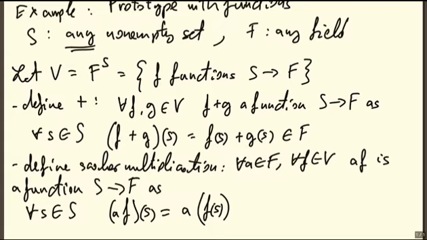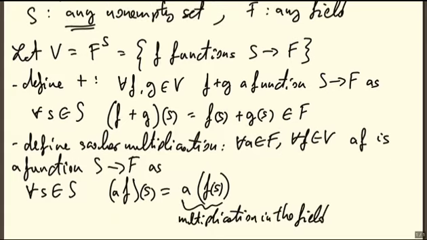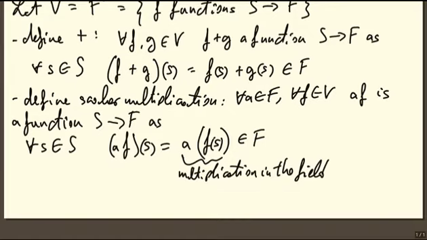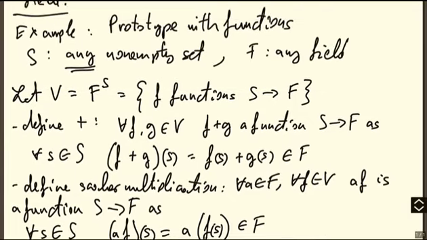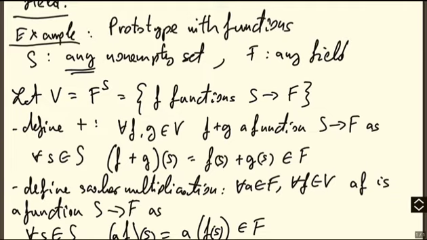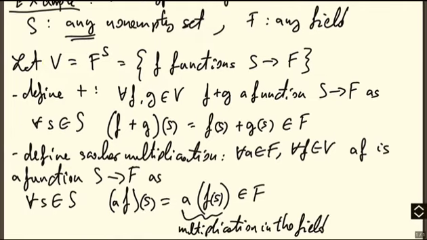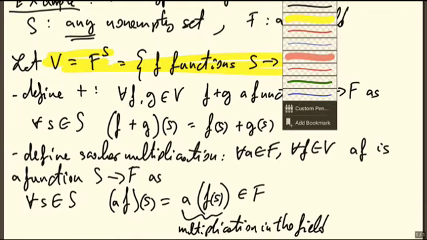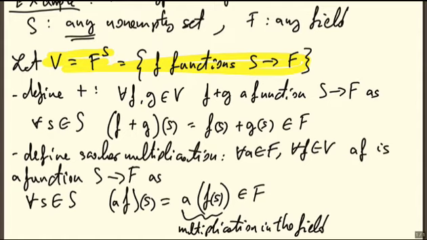And this is actually now the multiplication from the field. So the multiplication in the field is supposed to be already defined. That means that this should be in the field. So this was an example for a vector space, and this is a very abstract example.